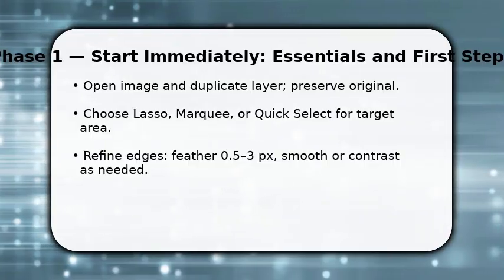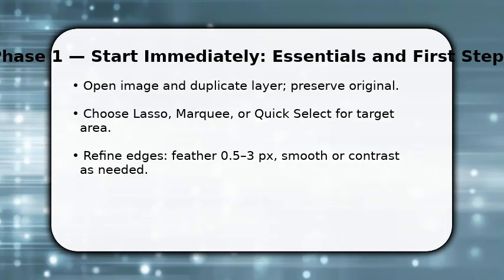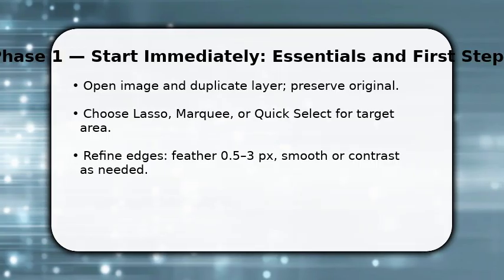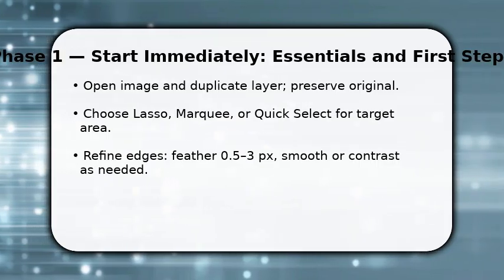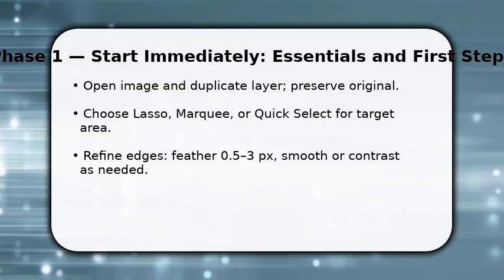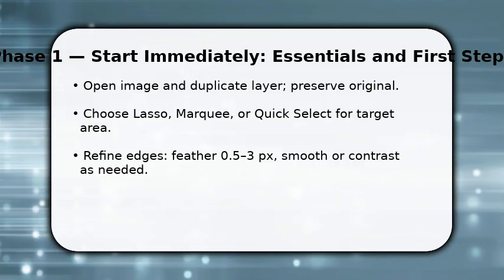You start by protecting the original, duplicate the layer so edits are non-destructive. Next, make a precise selection of the unwanted object using lasso, quick select, or marquee. Aim for tight but include a small context margin. Once done, refine the selection.